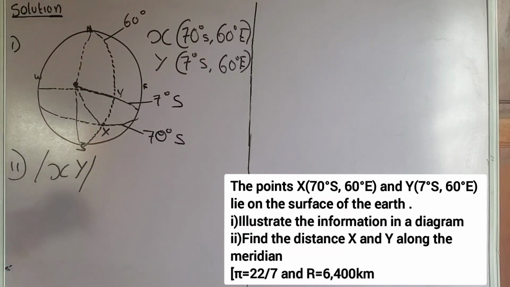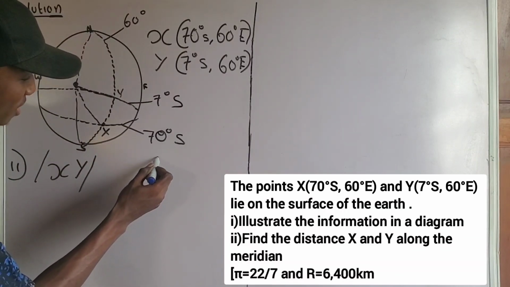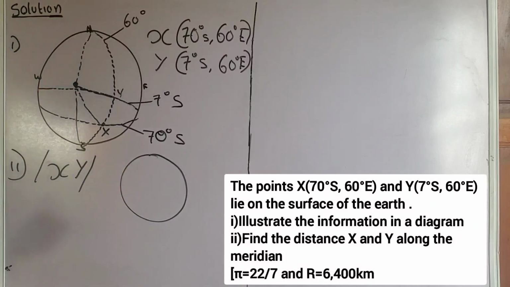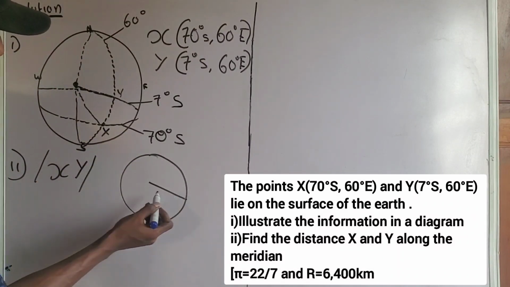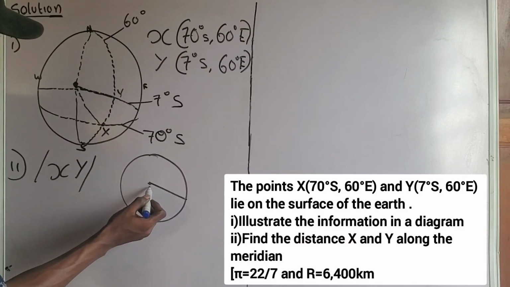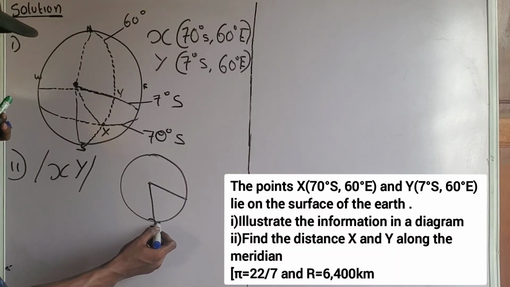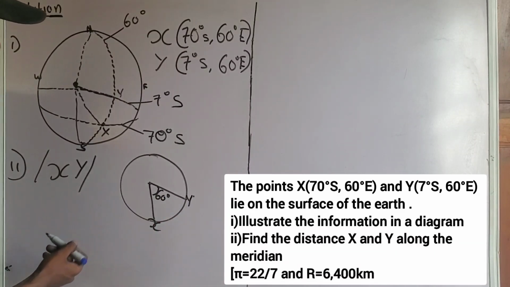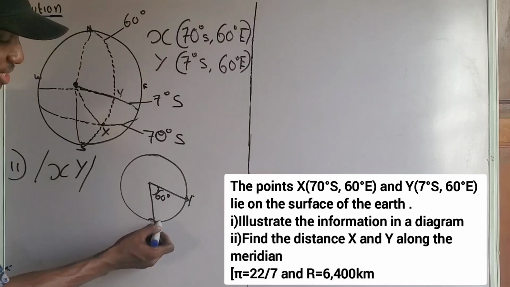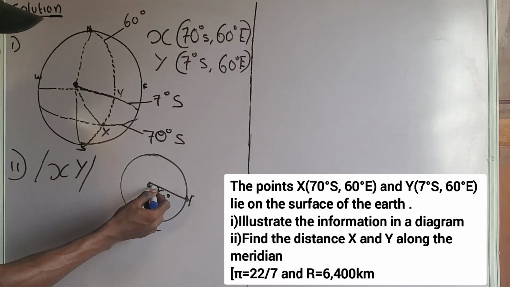Now, to calculate the distance between X and Y, please pay attention. I will bring out the diagram. This is X and this is Y. This point is 60 degrees. Do you understand? If you want the distance between this point and this point, look at this diagram, this is the sector.